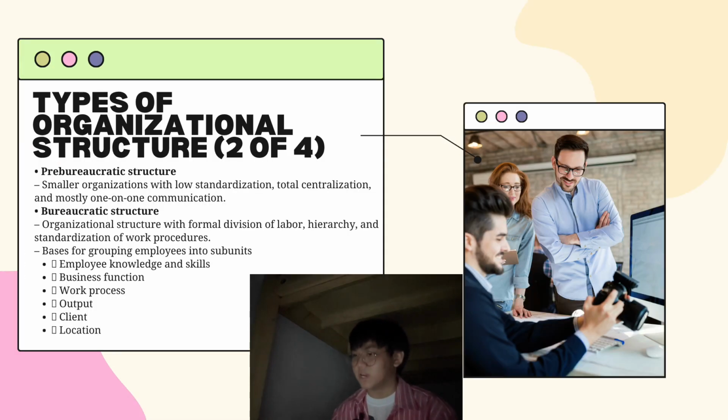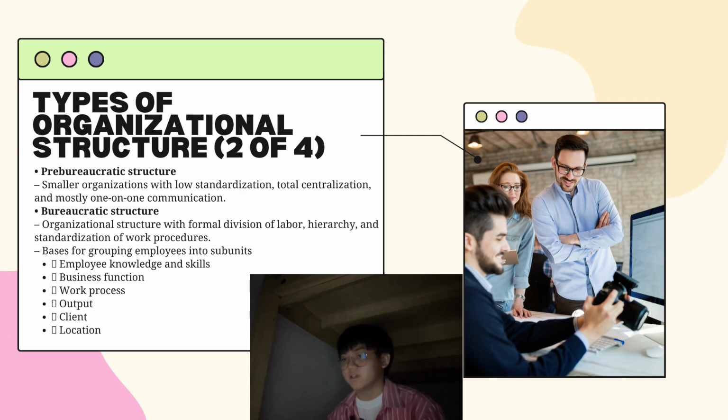The pre-bureaucratic structure is typically found in smaller organizations, where there is low standardization and centralization. Communication tends to be one-on-one rather than being coordinated through formal channels. This type of structure is suitable for organizations that require quick decision-making and flexibility.